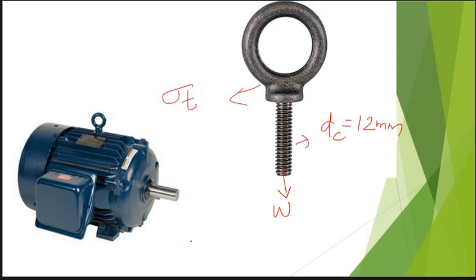So I will find the maximum weight of the motor that can be lifted using this eye bolt. You can use area of cross section pi by 4 dc square into sigma T. This is the maximum load that can be lifted with the help of this eye bolt. If you increase the weight of the motor, then what will happen? The induced tensile stress will increase and the bolt will fail.